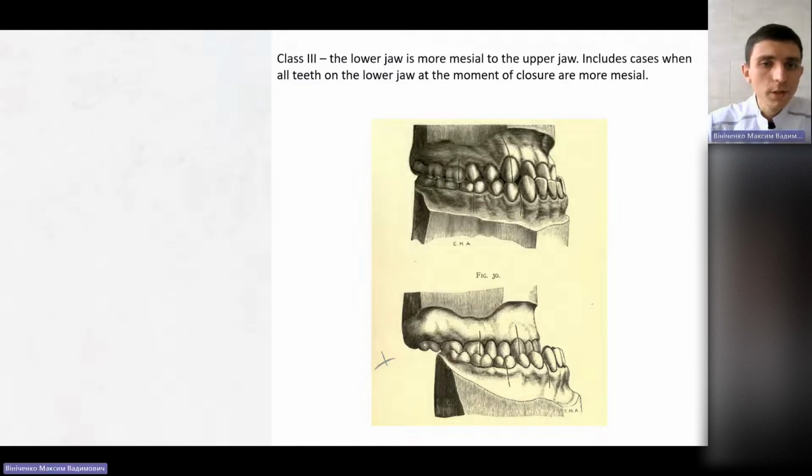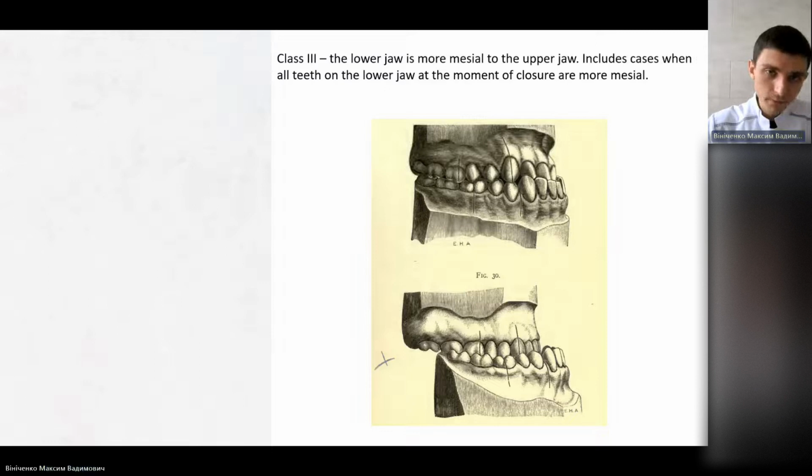We need to make it bigger. So there are two patients with class 3 pathology. The first patient here has a class 3 dental. This patient has a class 3 pathology.